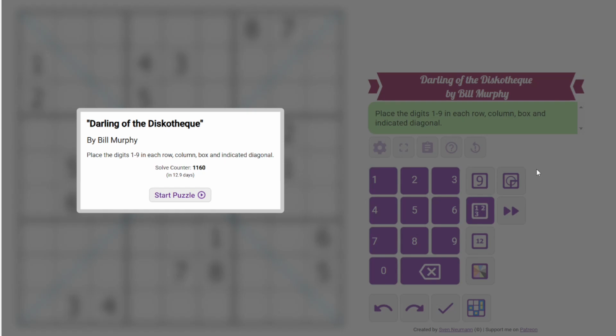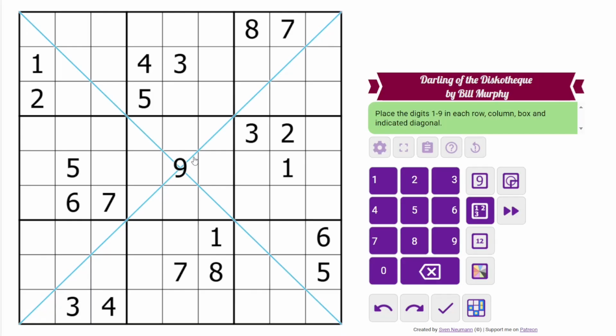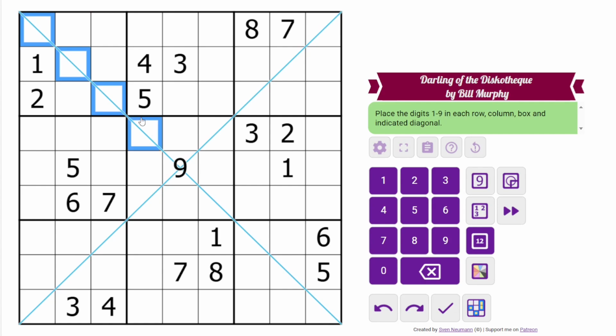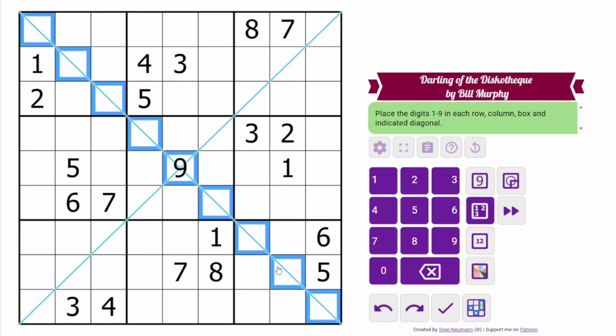I'm Philip Newman. Today I'm solving Darling of the Diskotheque by Bill Murphy. This is a diagonal Sudoku. We have 1 to 9 in each row, column, 3 by 3 box, and indicated diagonal. So these are all different digits. Contains 1 to 9 once each.